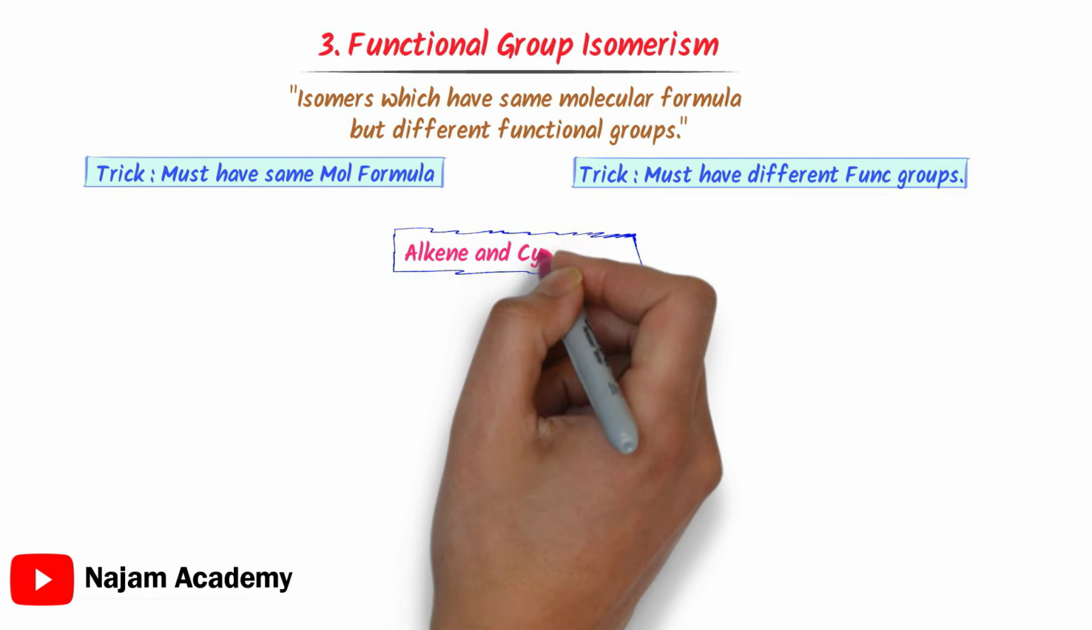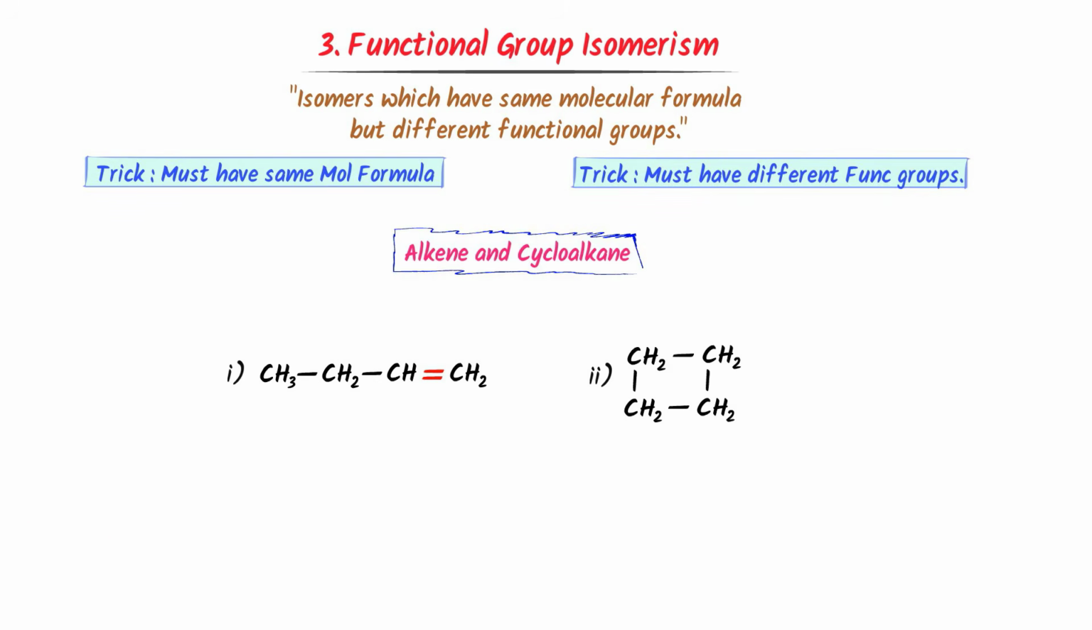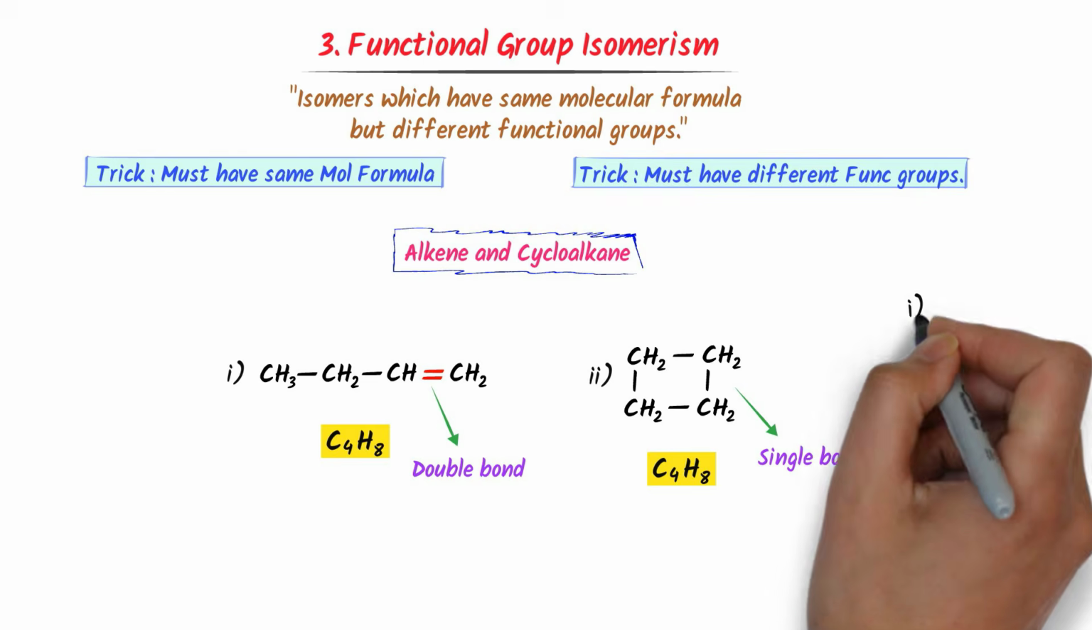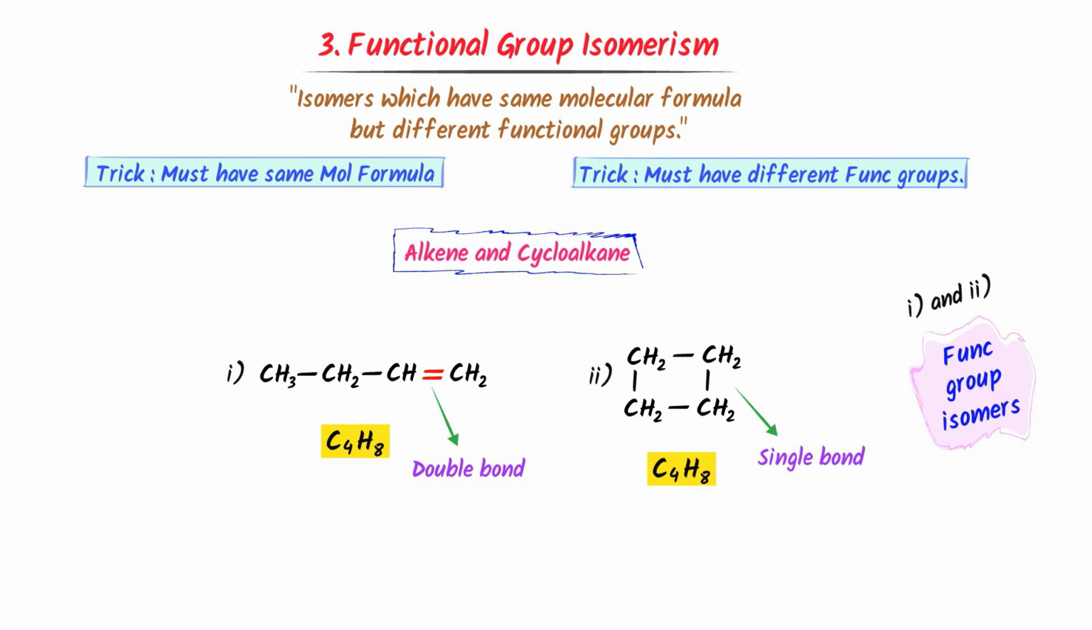Lastly, consider alkene functional group and cycloalkane functional group. I find the molecular formula of these compounds. In the alkene, there are 4 carbon atoms and 8 hydrogen atoms. While in this cycloalkane, there are also 4 carbon atoms and 8 hydrogen atoms. Secondly, the functional group of alkene is a double bond and that of cycloalkane is a single bond. Both the conditions are fulfilled. Thus, this alkene and this cycloalkane are functional group isomers of each other.